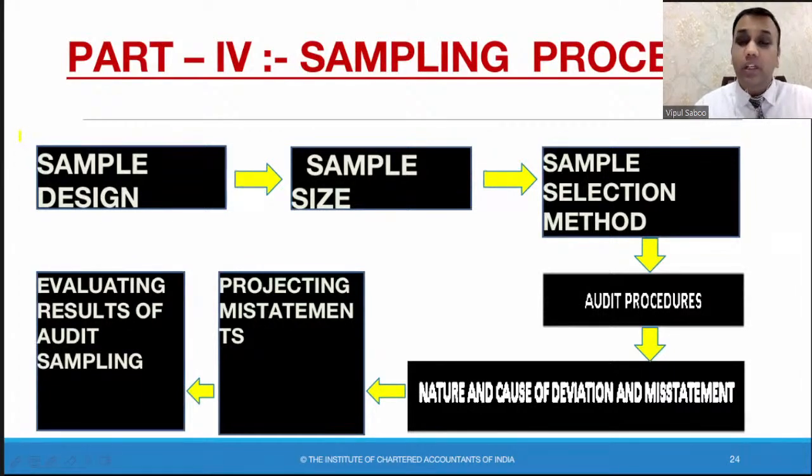So, in the first step, we have to take consideration of our sample. How do we design the sample? What factors do we keep in mind? What are the auditor's considerations while designing a sample? What should the sample consist of? How should my sample look like?